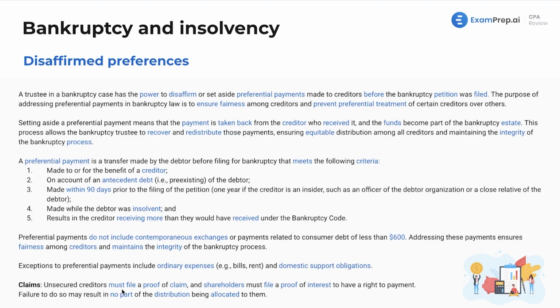Claims: unsecured creditors must file a proof of claim, and shareholders must file a proof of interest to have a right to payment. Failure to do it may result in no part of the distribution being allocated to them. So that's important. If you are an unsecured creditor to someone or an entity going through bankruptcy, you have to file a proof of claim, and a shareholder has to file a proof of interest.